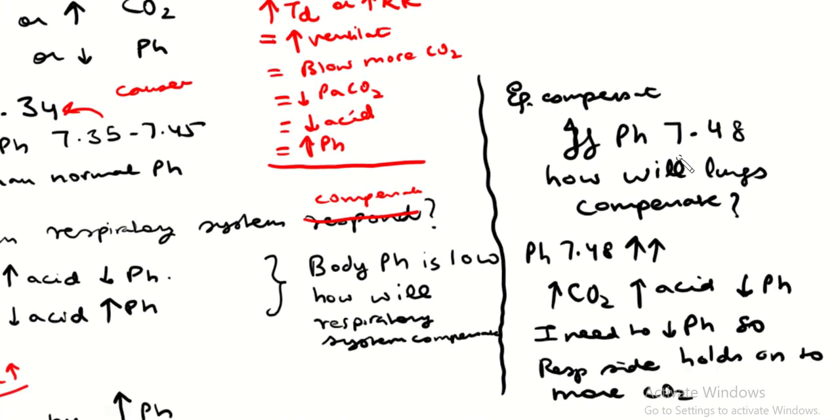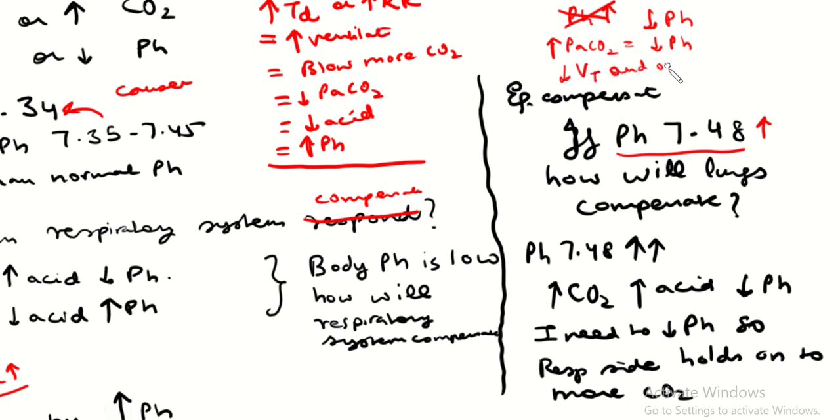Let's flip the script. Let's say my pH is high. How would my respiratory system compensate? Let's think through this. My pH is high, I want to compensate, so my respiratory side has to decrease the pH. If I increase the PaCO2, I have more acid and my pH is going to go down. How do I increase my PaCO2? By decreasing my tidal volume and/or respiratory rate.